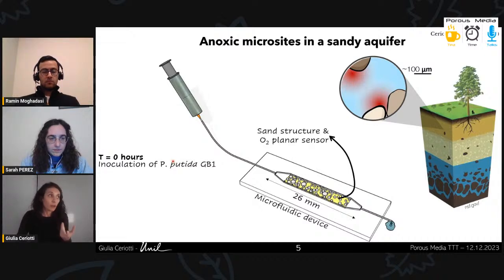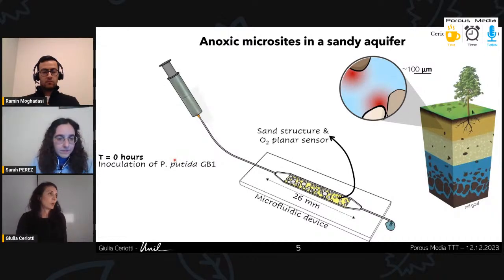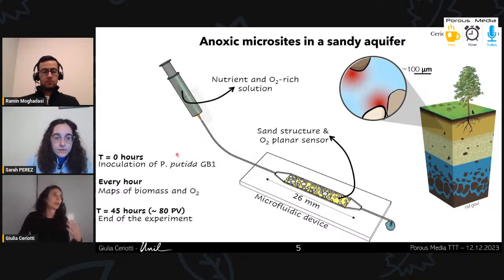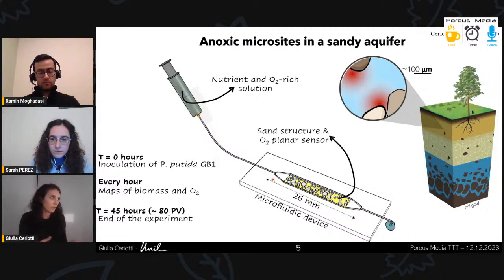This strain is aerobic, and it will be my model strain in this experiment. Then the syringe is filled up with a nutrient solution and an oxygen-rich solution. So I'm providing my bacteria continuously with nutrients and oxygen. And every hour I map, on the entire chip landscape, biomass organization, which means how bacteria are organized in space, and oxygen concentration.